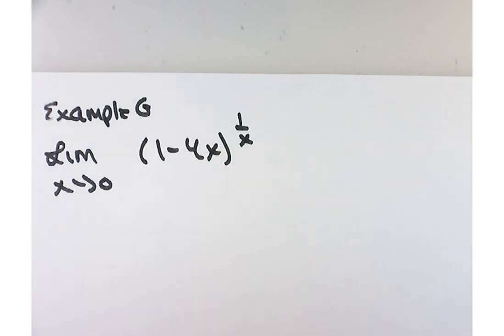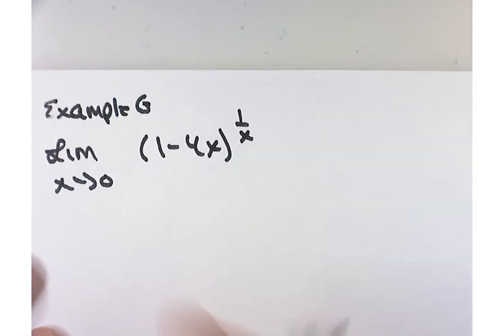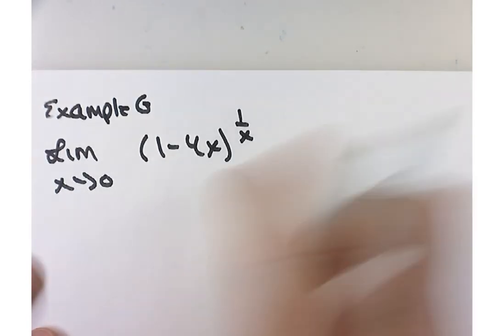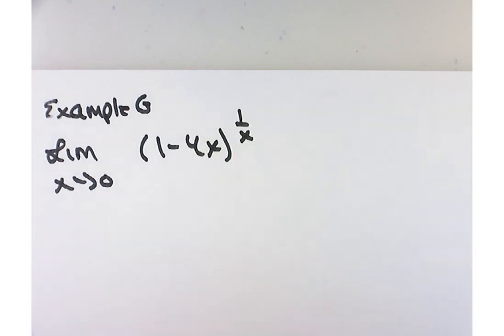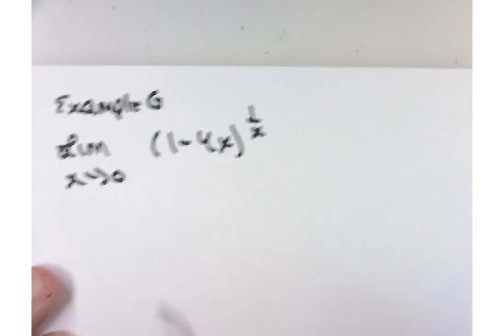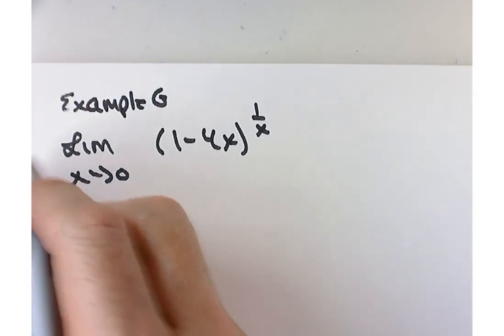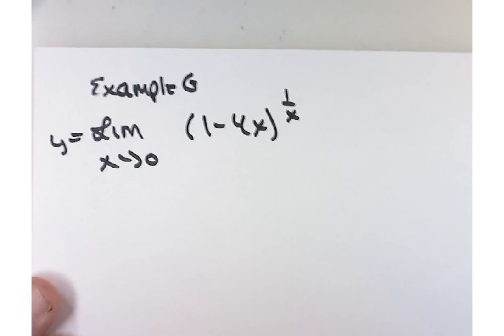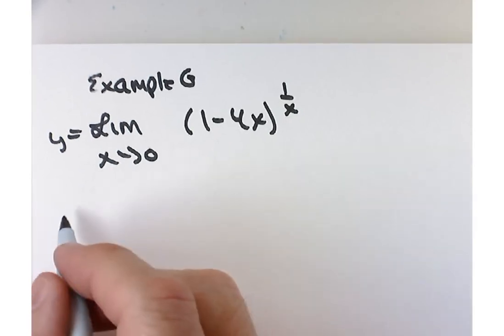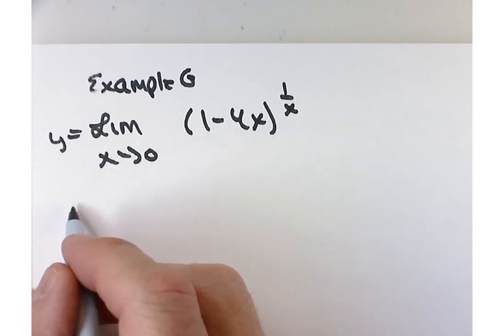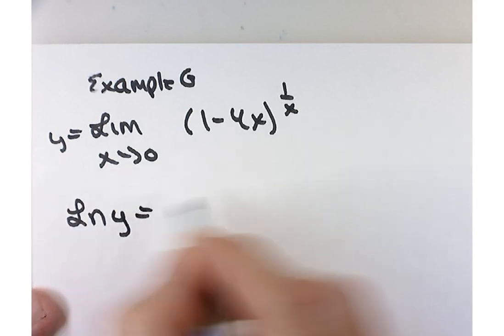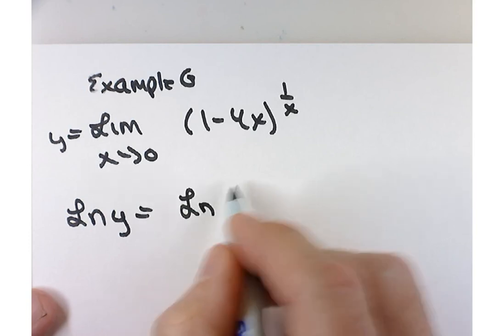So this is of the form 1 to the infinity. It's not something you can use L'Hopital's rule for yet. So here's what we're going to do. I'm going to call that limit y, so y equals this. And I'm going to play with this a little bit until I can put it in the form of L'Hopital's rule. So I'm then going to take the ln of both sides.